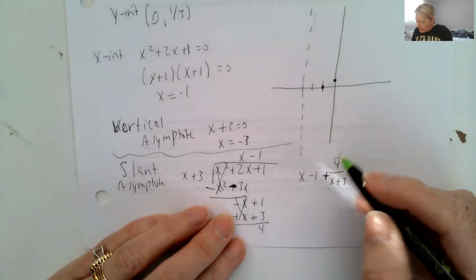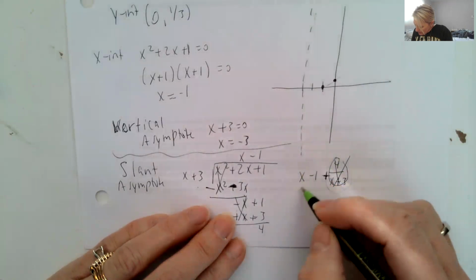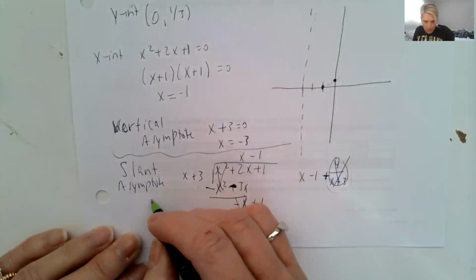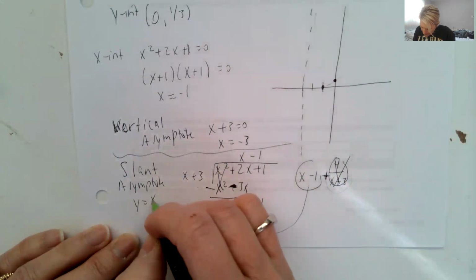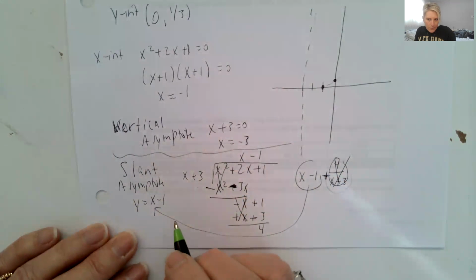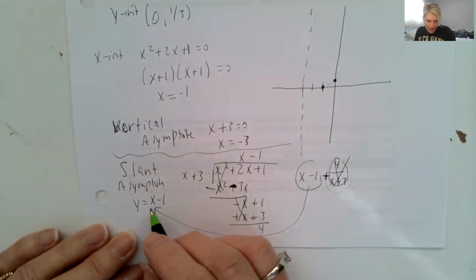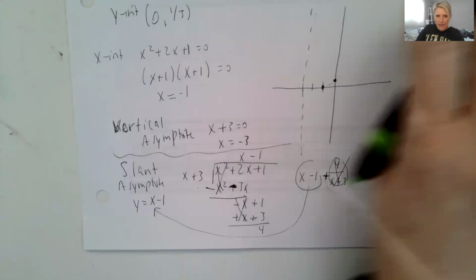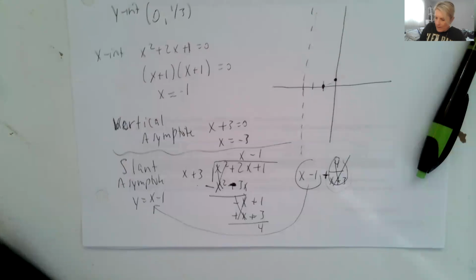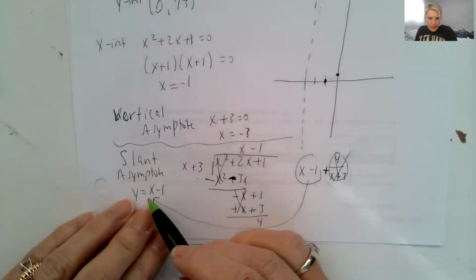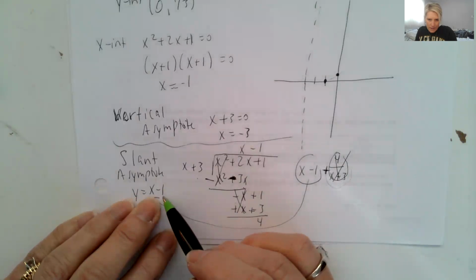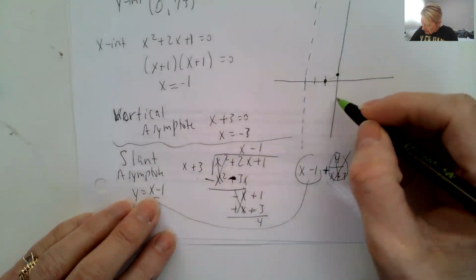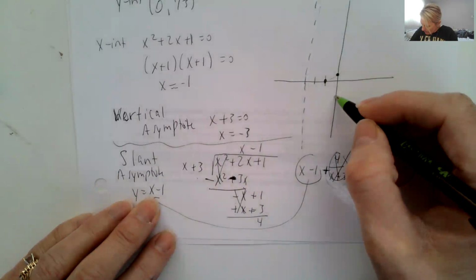So that goes to 0. We're left with the slant asymptote, which is right here: y equals x minus 1. At the equation y equals x minus 1, if x is 0, it's going to be at -1, so it's going to be down here.